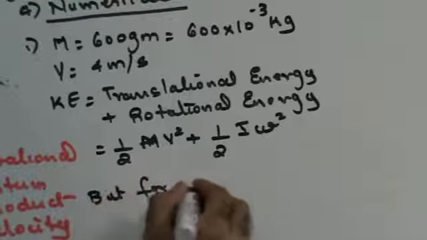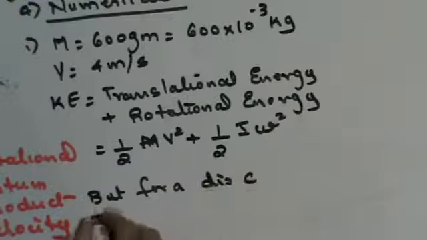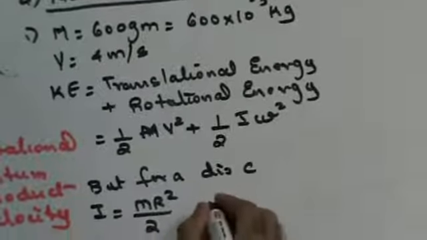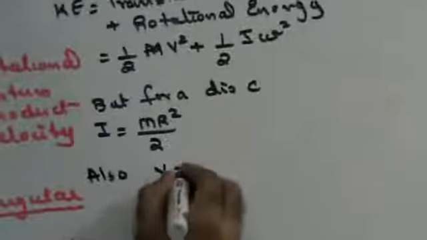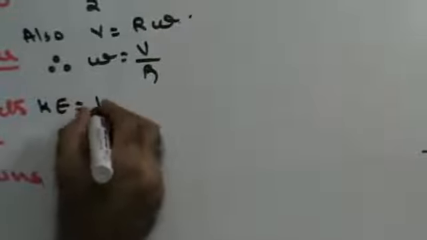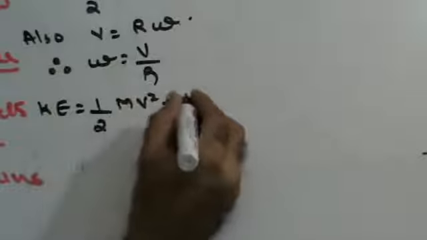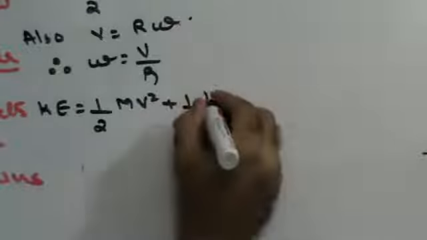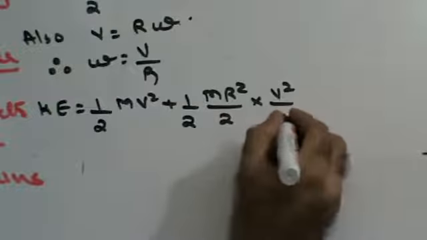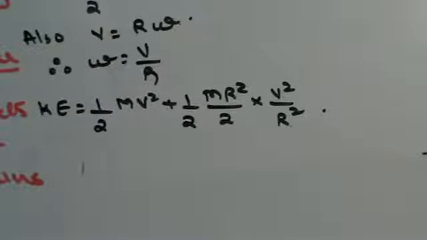For a disk, moment of inertia is mr square by 2, and we also know that V is equal to r omega. Therefore, omega is V upon r. If I substitute this, total kinetic energy is half mv square plus half into mr square by 2 into v square by r square, because that's omega square.